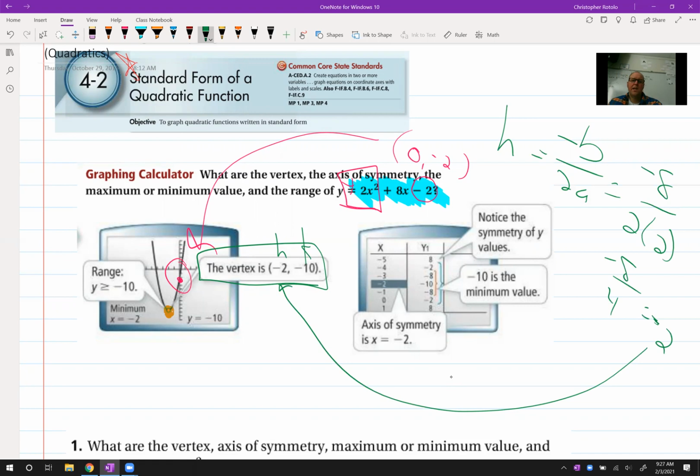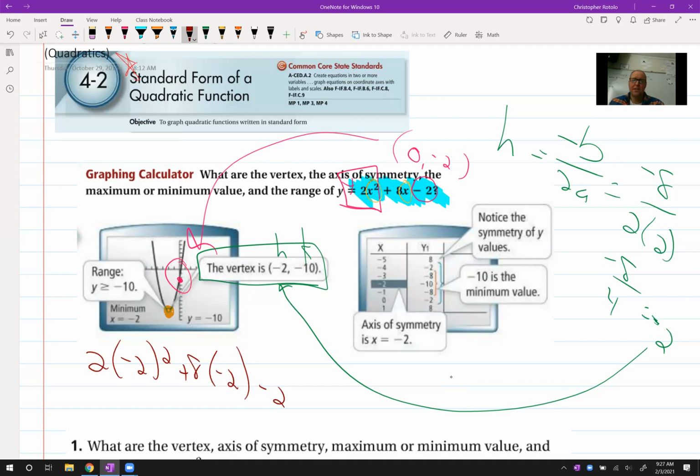How do you think we're going to get -10? We're going to plug it in. You guys know. We talk about plugging things in all the time. You get one of those fancy air fresheners, you just plug it right in. Same thing here. If you take this -2, plug it in. Where else can I write here? 2 times -2 squared plus 8 times -2 minus 2.